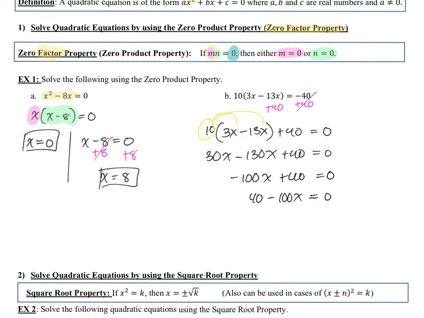Now, let's see. Can we factor this in order to get it set up to be in the zero factor property mode? Yeah, we can take out, let's see. If we take out 10, then we would have 4 and 10 left. But each of these still can get a 2 out of it. So let's take out 20. Factoring out 20, we're left with 2 minus, and then 100 divided by 20 is going to be 5.